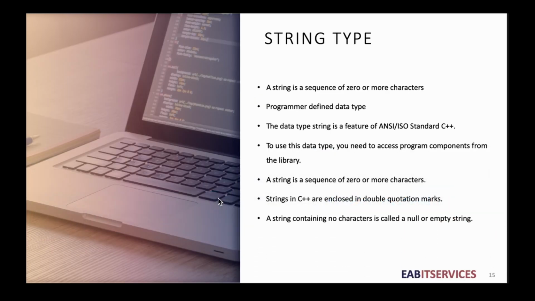Now, a string containing no characters is called a null or empty string. Remember we said it can be a sequence of 0 or more characters. If you have a string that is just the double quotation marks with no character, and remember the space is also a character, it contains nothing, then we call that a null or an empty string. Note that this is the empty string because it has no space character between the opening and the closing quote.